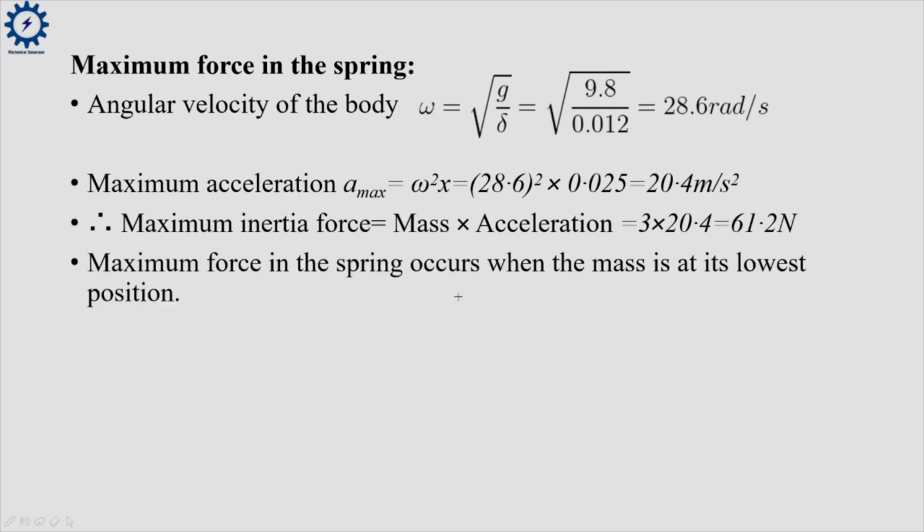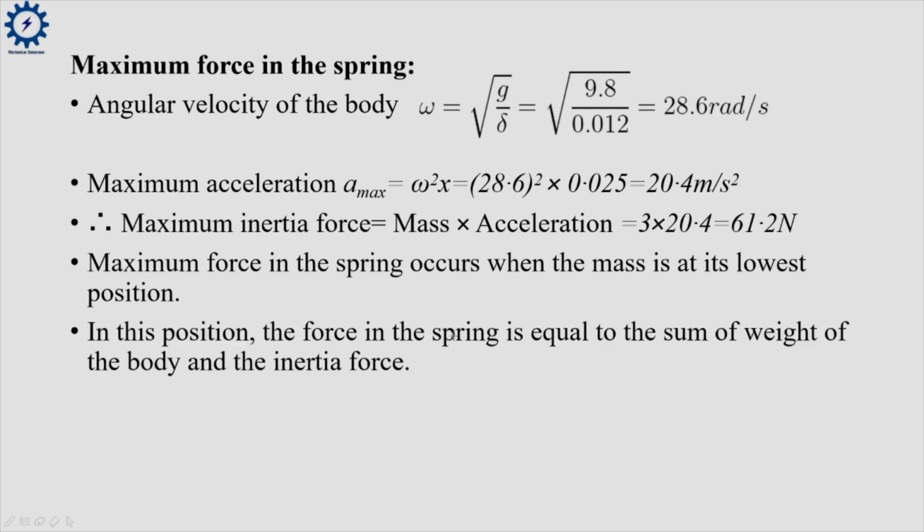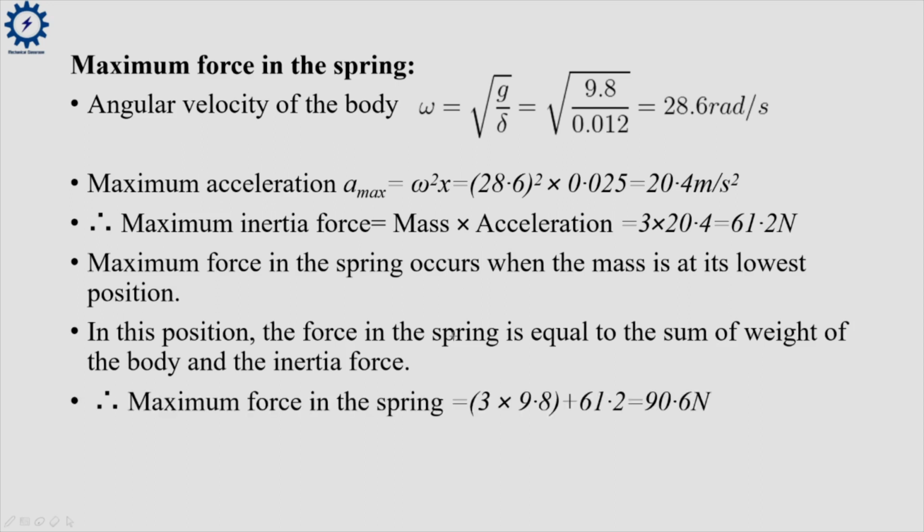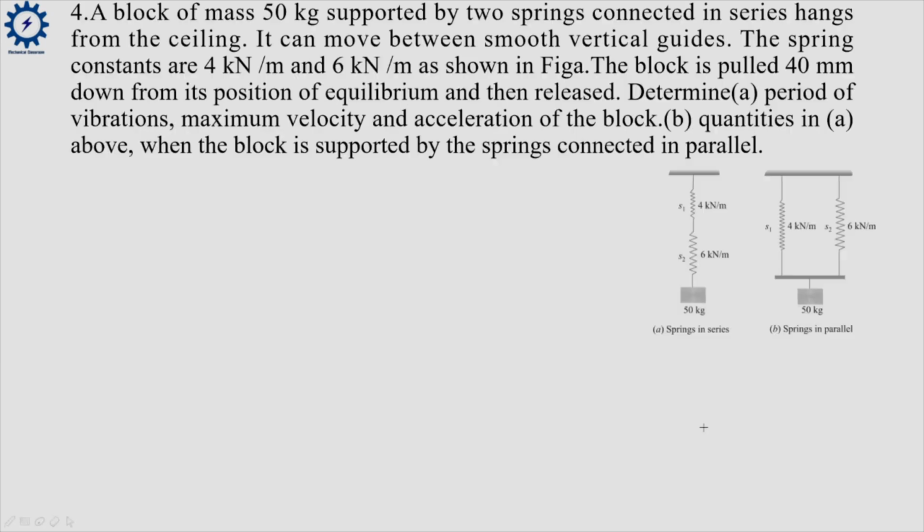Maximum force in the spring occurs when the mass is at lowest position. In this position, the force in the spring is equal to sum of weight of the body and the inertia force. So we have to add weight of the body to the inertia force. Adding the weight, this is mass 3 into acceleration due to gravity, this is weight. We will be getting maximum force in the spring as 90.6 Newton.